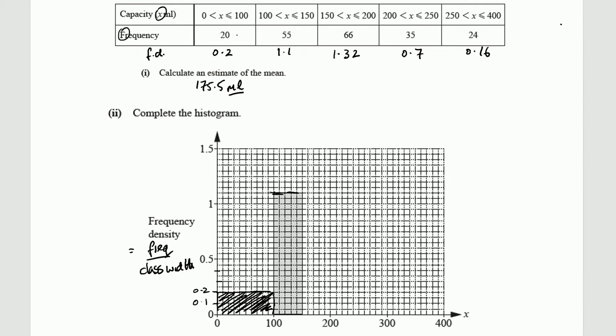The next one goes from 150 to 200, so it's going to start and finish here. And it needs a height of 1.32. Well, there's 1.1, 1.2, 1.3, and a bit. Okay, so 1.32, maybe somewhere up here. So I would draw this bar, obviously with a ruler, something like this. Like that. Okay?